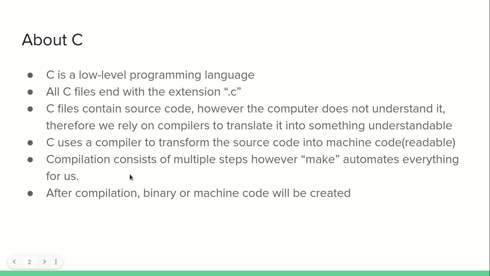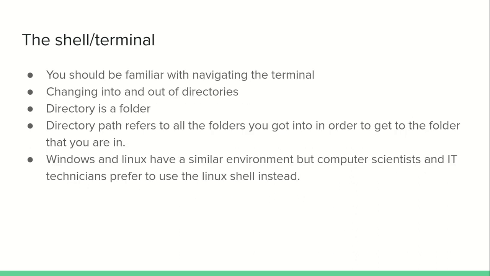Compilation consists of multiple steps, which you're going to learn in one of the upcoming weeks. However, we use the command make to automate pretty much everything that is performed during the compilation process for us. After compilation, binary or machine code is going to then be created. We're going to see this as we go through some practice problems.